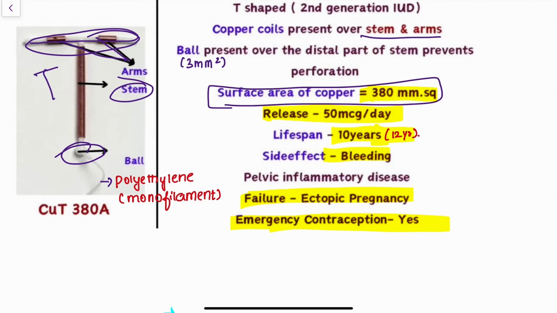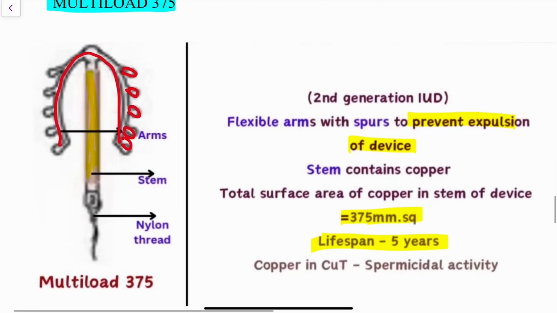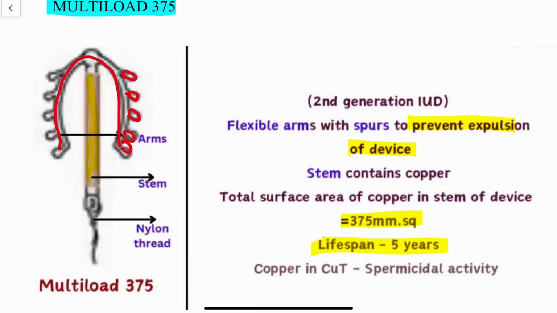The most important thing which I forgot to tell you here is that it is provided with a thread. So both the copper T 380A and multi-load 375 are provided with a thread. As you can see here, copper T 380A is provided with a polyethylene monofilament thread, and multi-load 375 also has a nylon thread. The importance of this thread is that it is going to lie in the vagina.